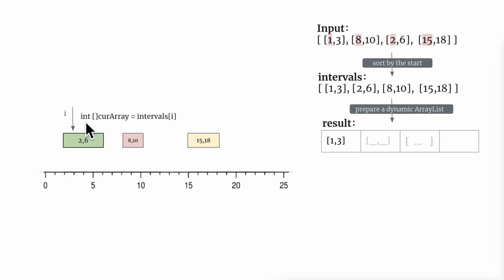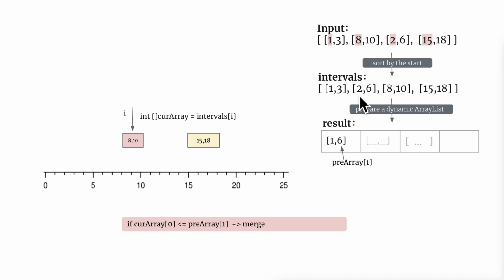We use pointer i to traverse the remaining 2D intervals. The current interval array is 2, 6. We define the current interval as the array that pointer i is pointing to. We define the previous interval as the one we got from the array list. If the current interval's start value, which is 2 here, is smaller than the previous interval's end value, which is 3 here, these two intervals are overlapping. We will merge them into 1, 6.